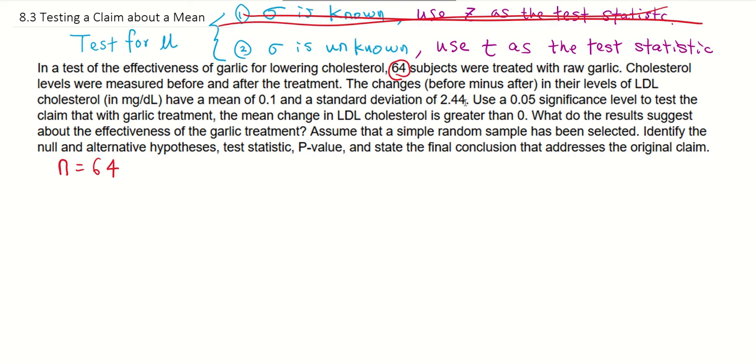So now we have some more data. First of all, this 0.1 is the sample mean. Use X bar to represent the sample mean, 0.1. And this 2.44 is the sample standard deviation. So S is 2.44. All right, keep going. Use a 0.05 significance level. Now 0.05, this is the significance level. This is our alpha.